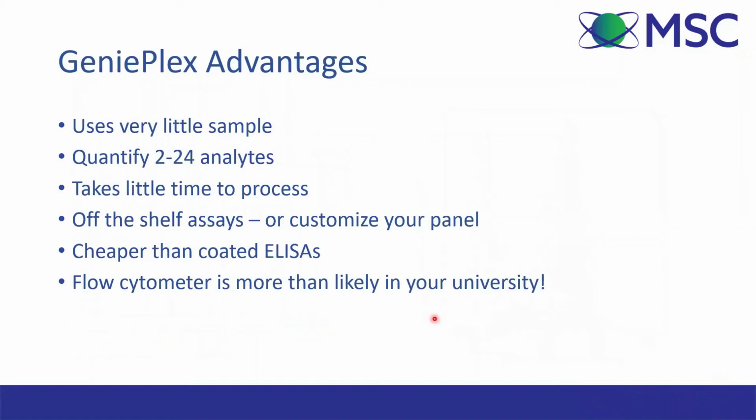So some advantages of using a multiplex array like GeniePlex. A, it uses very little sample. You quantify between 2 to 24 analytes in one assay. It takes very little time to process, just a day. There's off-the-shelf assays, or you can actually customize your panel if they don't have the targets that you're looking for in one assay. It's cheaper than coated ELISAs, and undoubtedly there is a flow cytometer in your university or in your place of work.